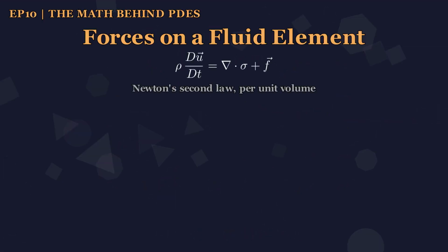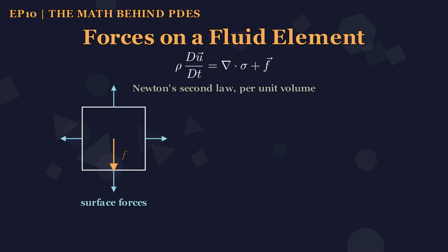Now apply Newton's second law to a tiny cube of fluid. Mass times the material acceleration equals the sum of the forces. Two kinds of force act. First, body forces like gravity, which pull on the entire volume. Second, surface forces. The surrounding fluid pushes and drags on each face of the cube.